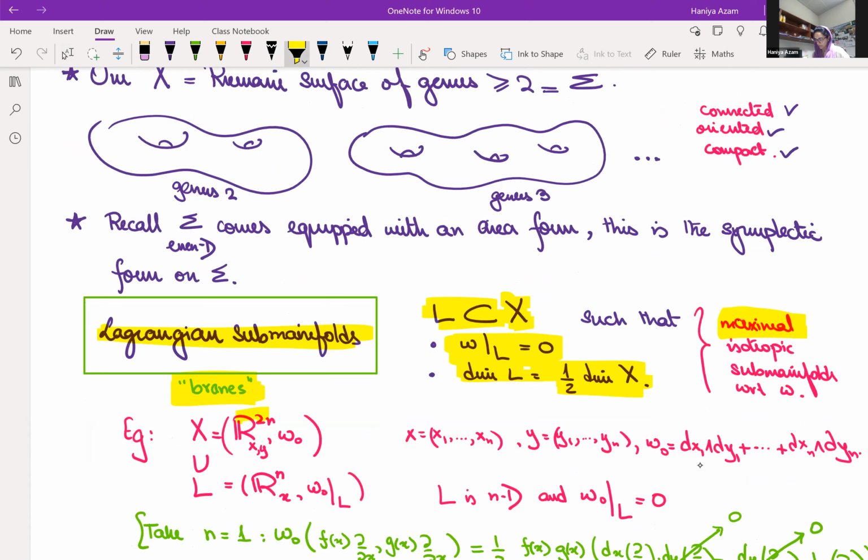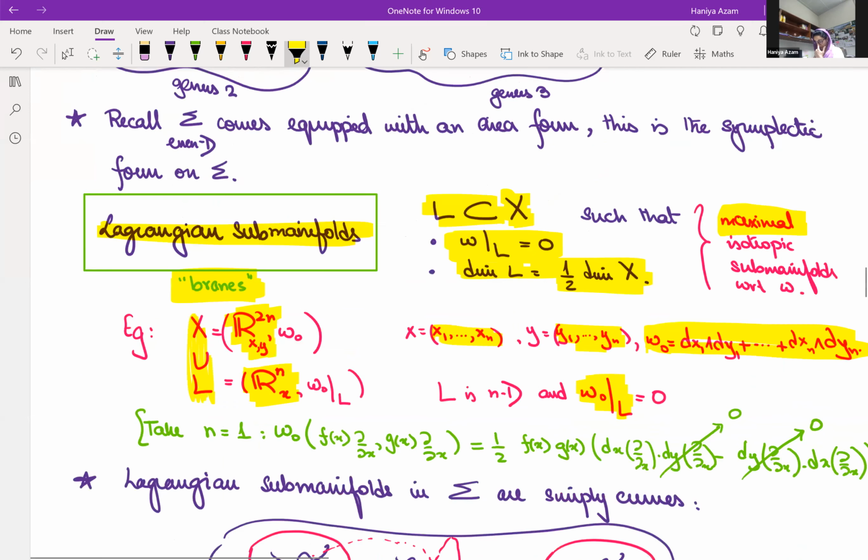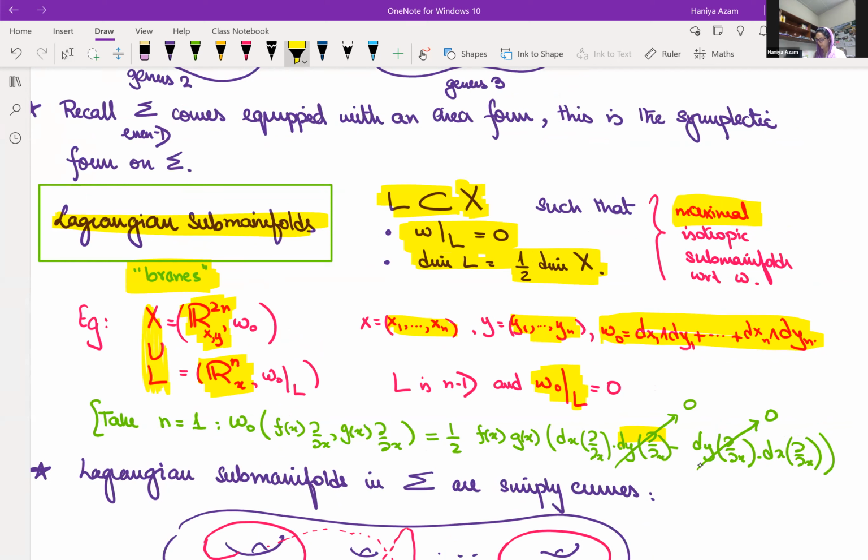All right, so let's look at R^2n. Here x and y have n coordinates each, and this is what the standard symplectic form looks like. You can take this Lagrangian L in X, which is basically just R^n, half-dimensional, with just one set of coordinates x. L is n-dimensional, and when you restrict omega naught to it, you get 0. If you just take n equals 1, you can check that you indeed get 0, because when you apply the one-form dy to d/dx, you get 0. So we just checked that in R^2, R^1, the x-axis, is a Lagrangian submanifold.